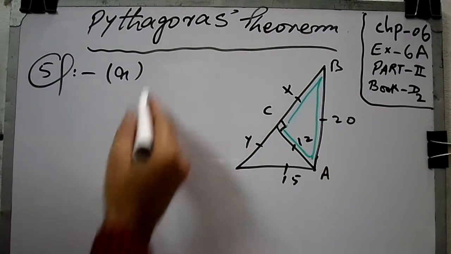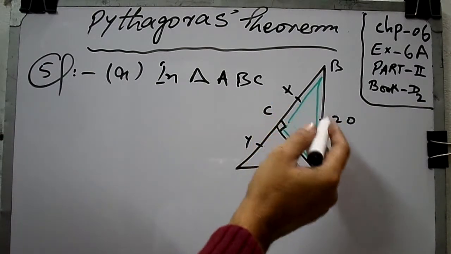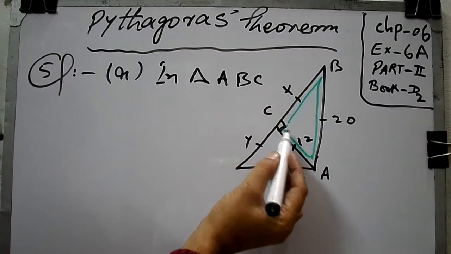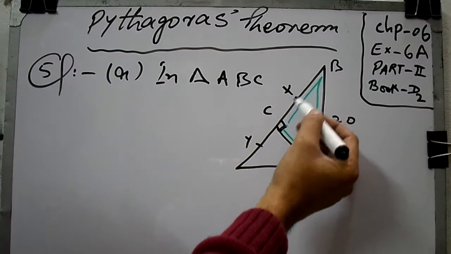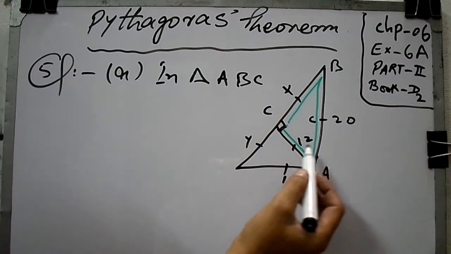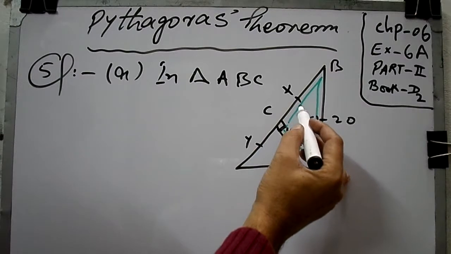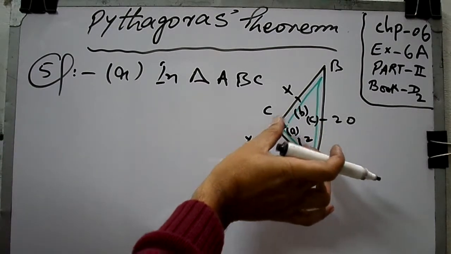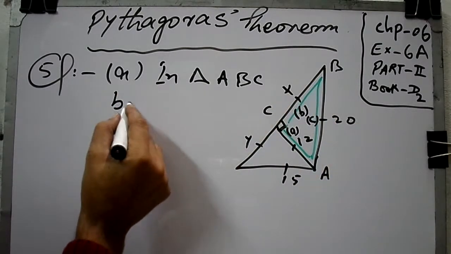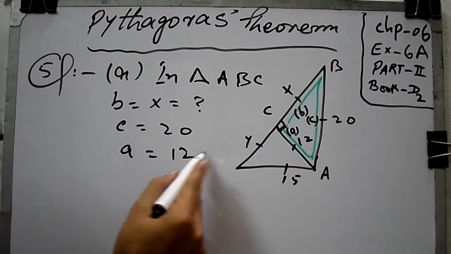So in triangle ABC, you can see there is a 90 degree angle here, so this is your perpendicular, that one your base, and that one your hypotenuse. The hypotenuse is represented by C, the altitude by A, and the base by B. If you rotate the triangle, in triangle ABC the value of B is x, which is to be determined, the value of C is 20, and the value of A is 12, that is the altitude.